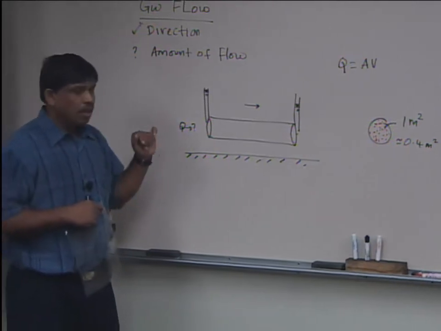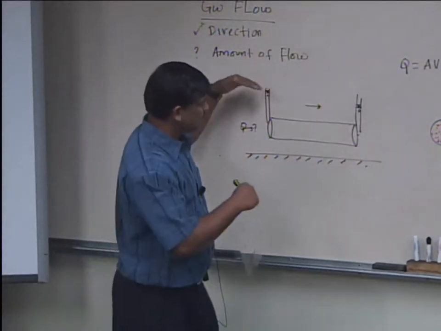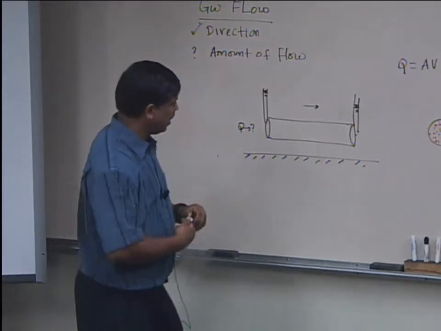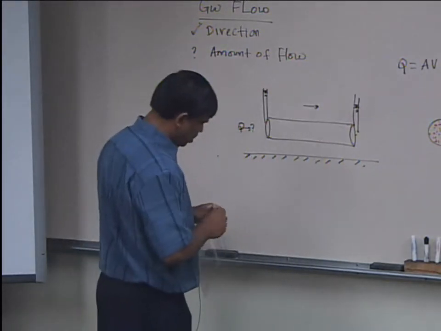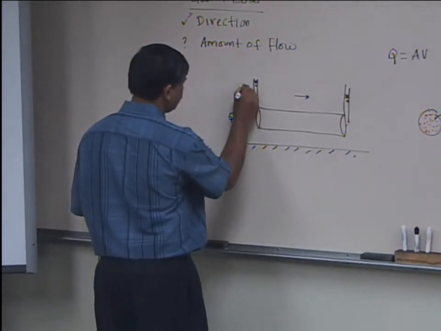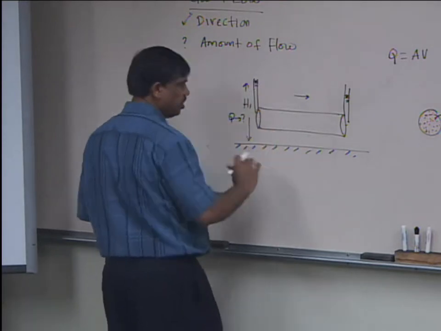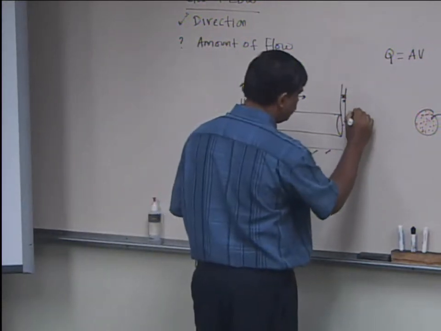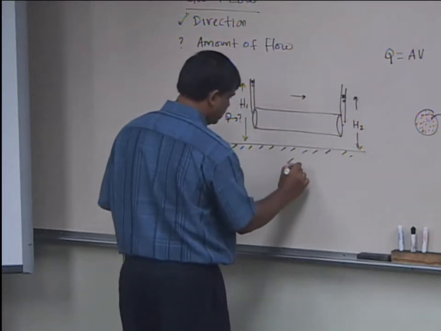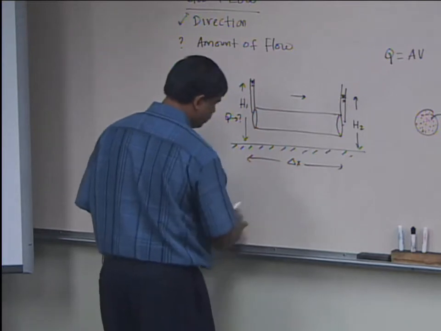Now let's think about it intuitively. If I force a certain gradient, this is called gradient. So this is H1. So how do I define gradient? Basically, if this is H1, which includes the pressure head and the elevation head, and if this is H2, and this whole distance is, let's say, delta x, or L.